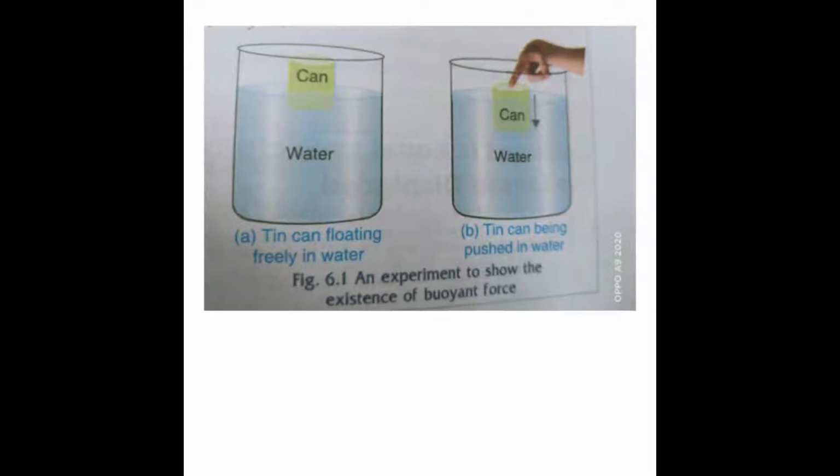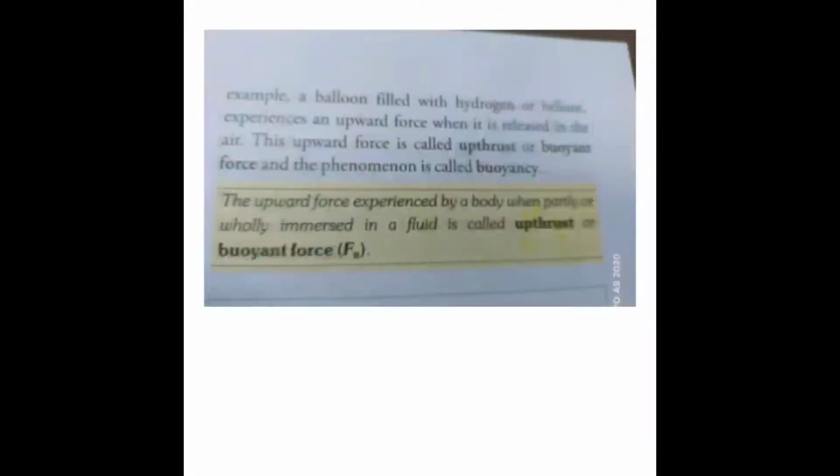So the upward force exerted on a substance or on a body when it is partially or fully immersed in a liquid is called upthrust. Upthrust is denoted by F subscript B, right? The upward force experienced by a body when partly or wholly immersed in a fluid is called upthrust, or it is also called buoyant force.